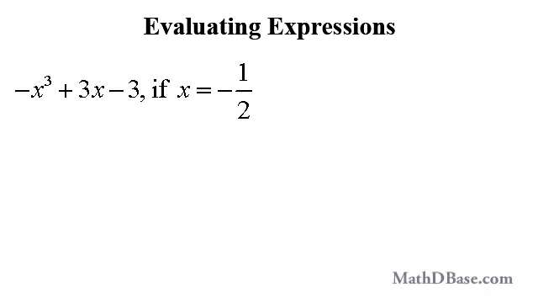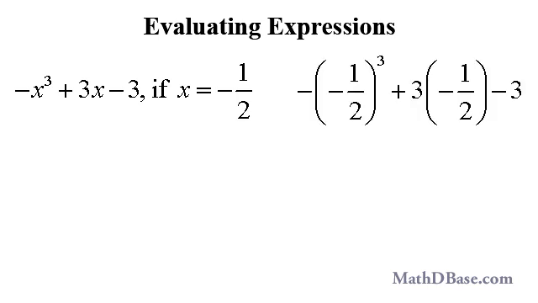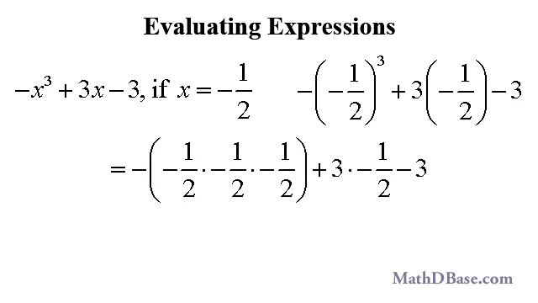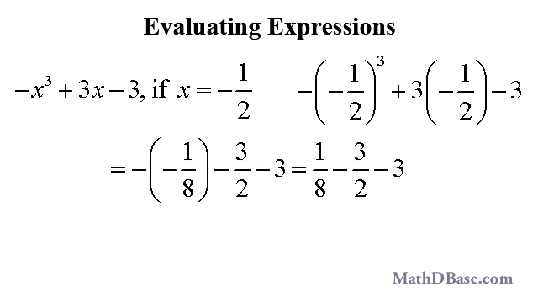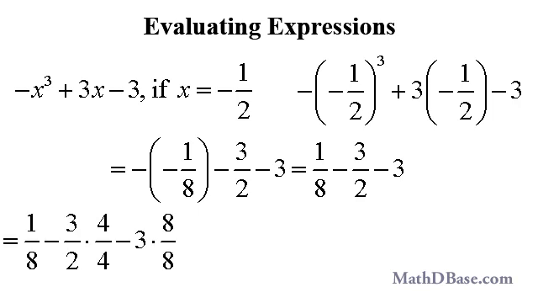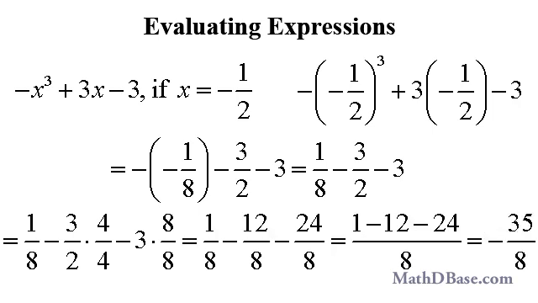Find the value of -x cubed plus 3x minus 3 when x equals -1/2. When a number is raised to an even power, the result is always positive. Substituting -1/2 into the expression, we have, when a negative number is raised to an odd power, the result is always negative. The LCD is 8, so we can write all of the terms as fractions with denominator 8. So we have 1/8 minus 3 over 2 times 4 over 4 minus 3 times 8 over 8, which reduces to -35 over 8.